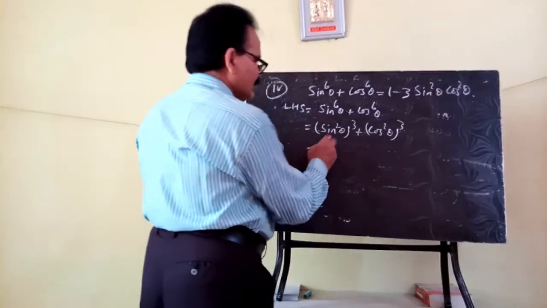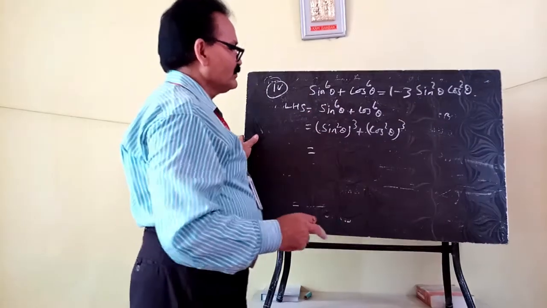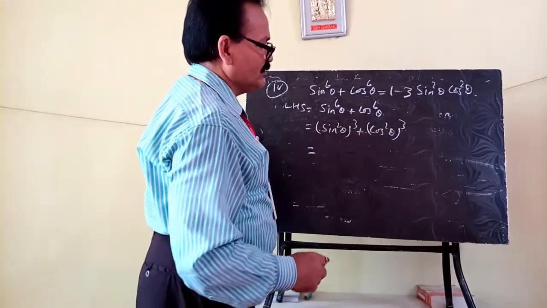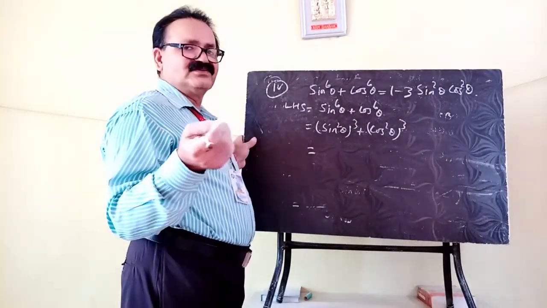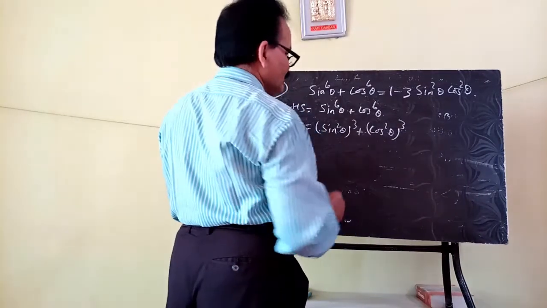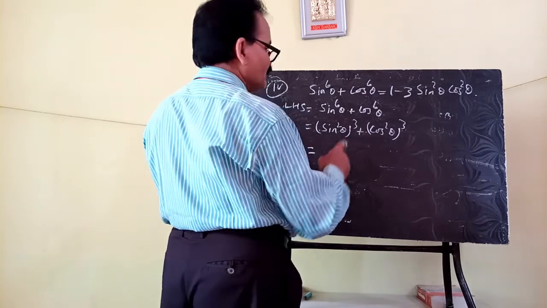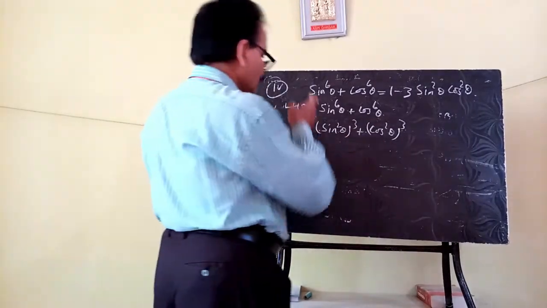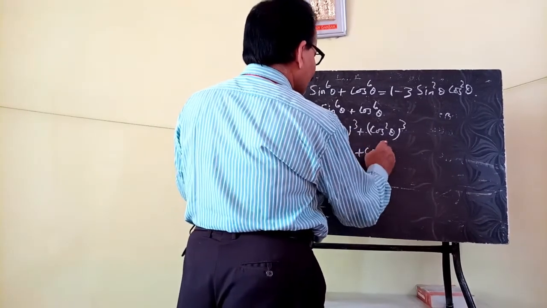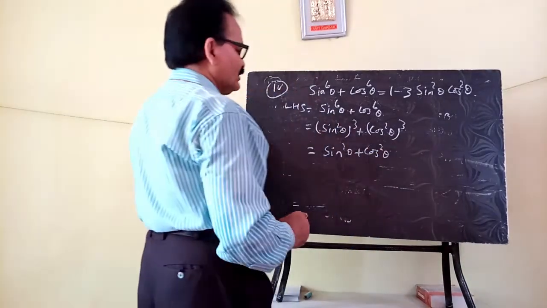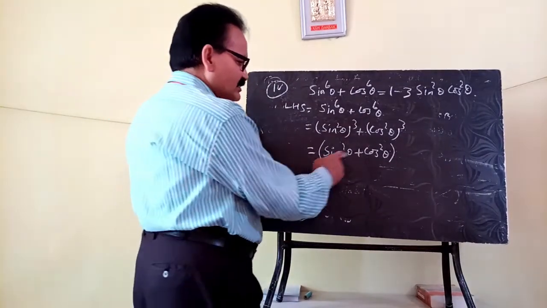Okay, so after that you have to apply the factorization formula, that is a cube plus b cube is your a plus b whole cube minus 3ab into a minus b. So you have to use that formula. Here you have to use the formula of expansion. So for that what you will do? Sin square theta plus cos square theta. Okay, this is your a, this is your b. Clear? This is your a, this is your b.